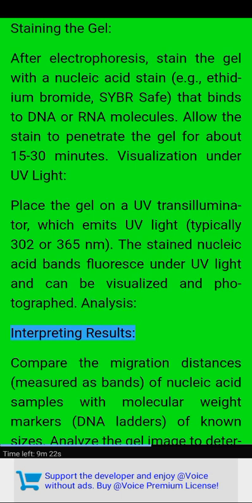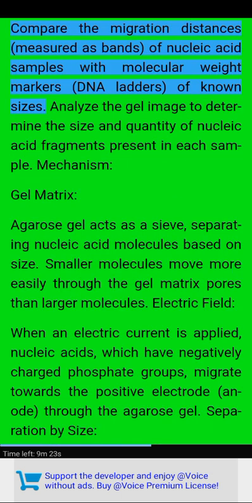Analysis. Interpreting results. Compare the migration distances, measured as bands, of nucleic acid samples with molecular weight markers, DNA ladders of known sizes. Analyze the gel image to determine the size and quantity of nucleic acid fragments present in each sample. Mechanism. Gel matrix. Agarose gel acts as a sieve, separating nucleic acid molecules based on size. Smaller molecules move more easily through the gel matrix pores than larger molecules.